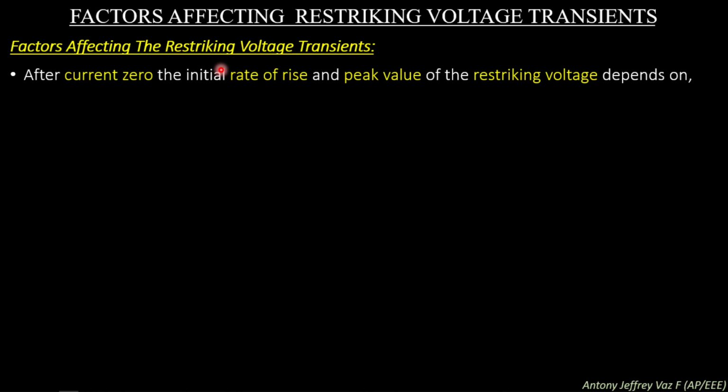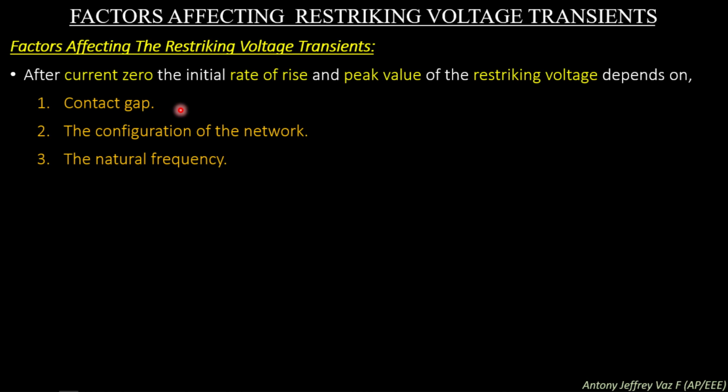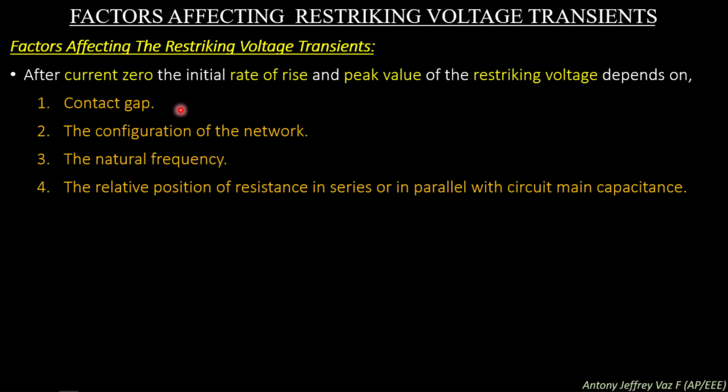Factors affecting the restriking voltage transient. After current zero, the initial rate of rise and peak value of the restriking voltage depend upon the contact gap, the configuration of the network, the natural frequency, and the relative position of resistance in series or in parallel with the main capacitance.